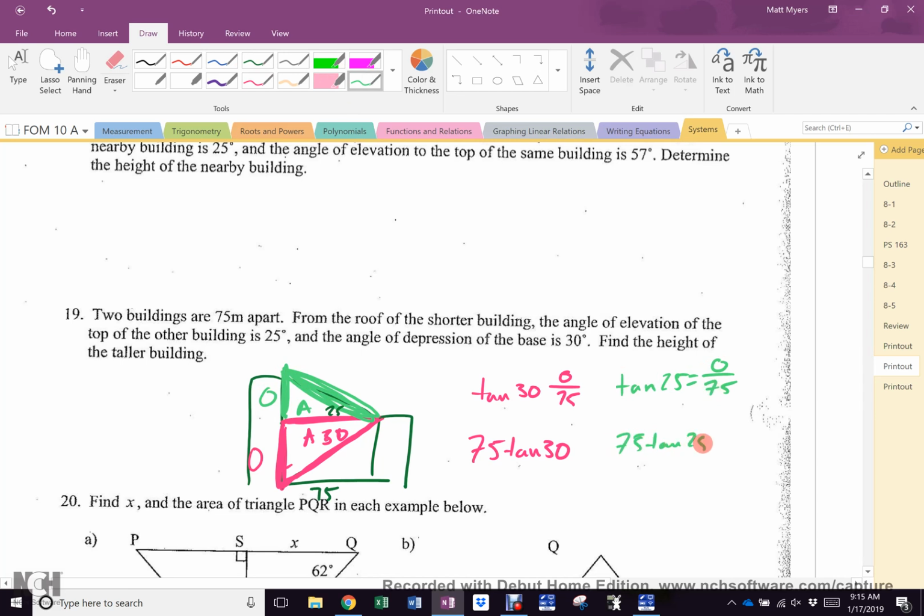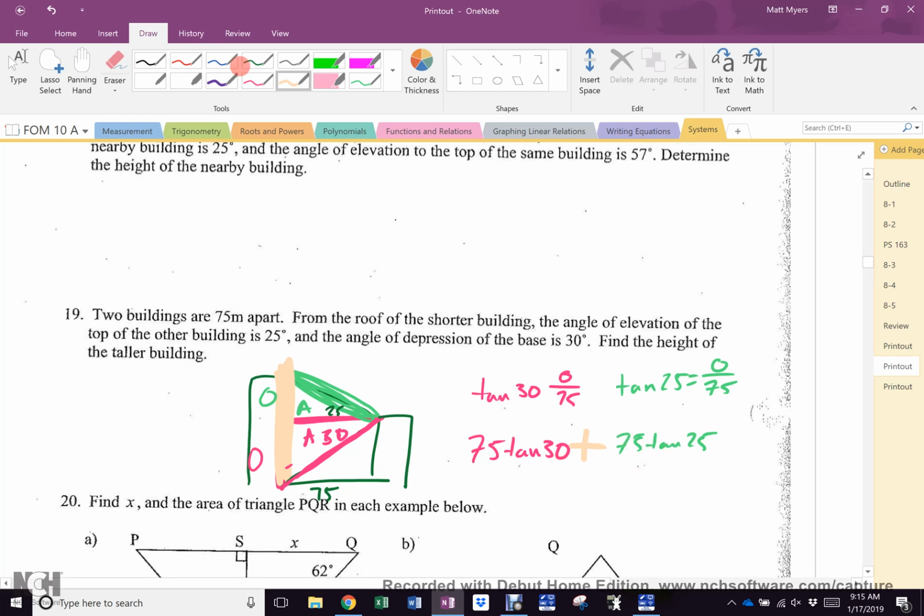75 tan 25. And if I want the height of the whole building, what do I do with those two O's? Add them. Notice how I did not touch my calculator until the end. Why? As soon as you punch this into your calculator, what are you going to get? Bunch of crazy decimals. How are you guys at rounding? Crap. So don't touch your calculator till the end.